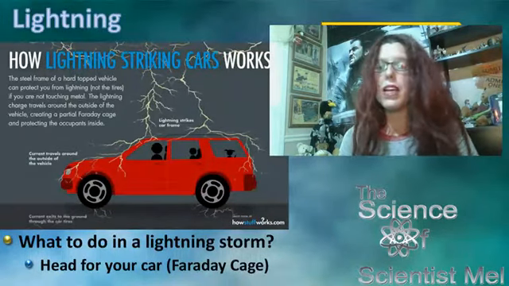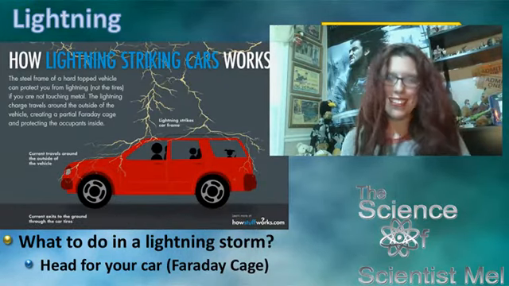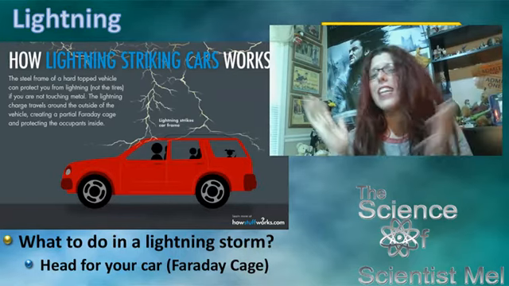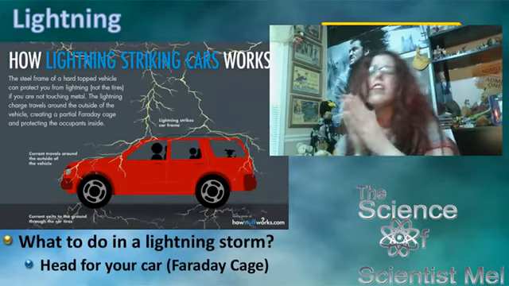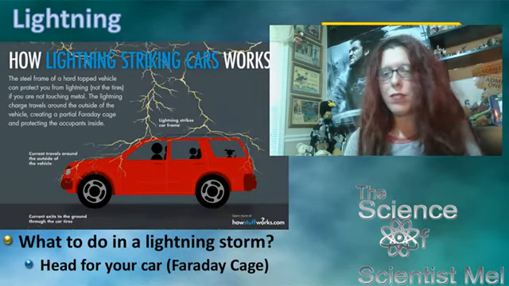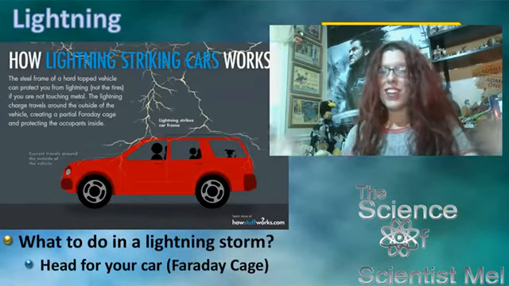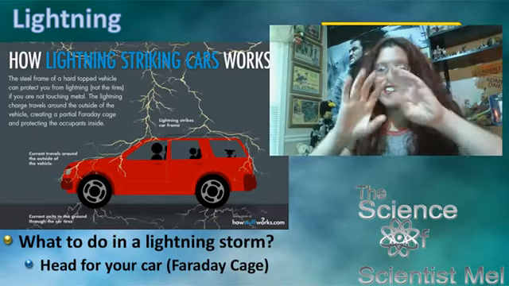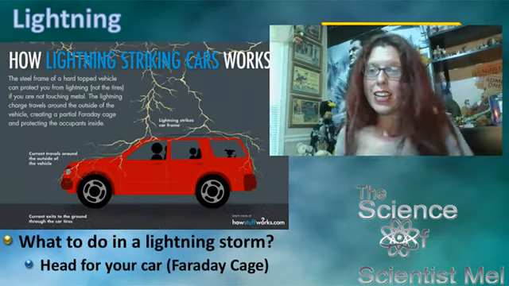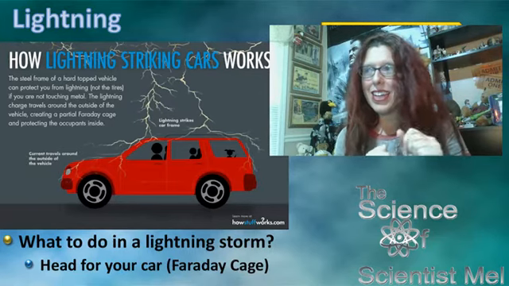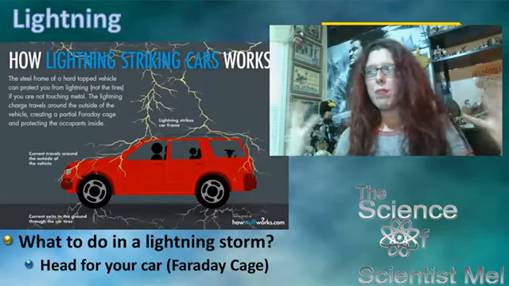If you're in a lightning storm, where do you go? Best place in the world is your car. This is what we have when we have a Faraday cage. Yay for Faraday. Faraday is absolutely amazing in that Faraday showed us, he's like, hey, here's this steel frame. And if you don't touch the steel on the inside, you'll be okay. So the steel frame can protect you from the lightning.